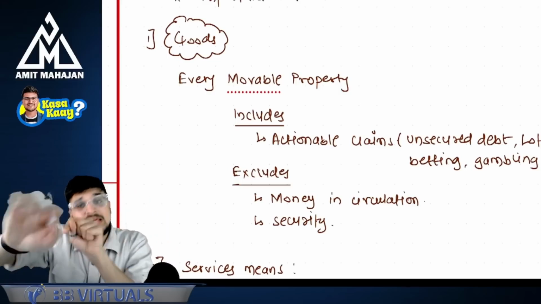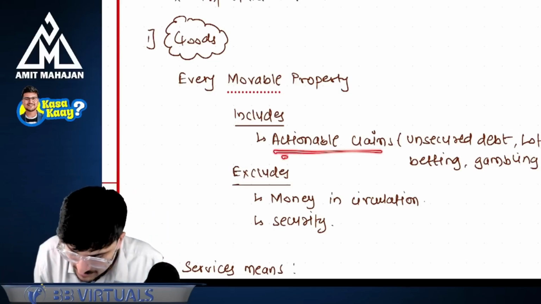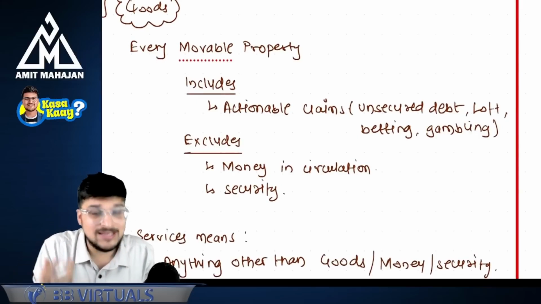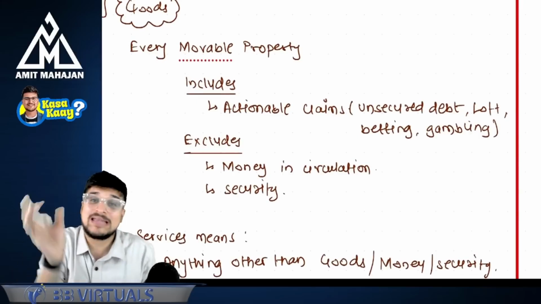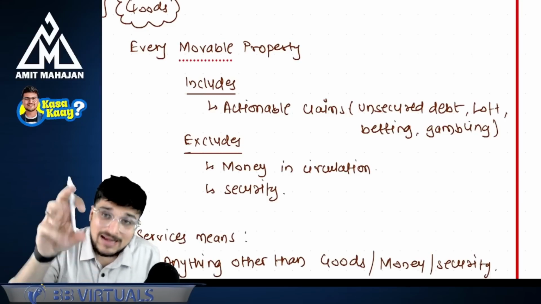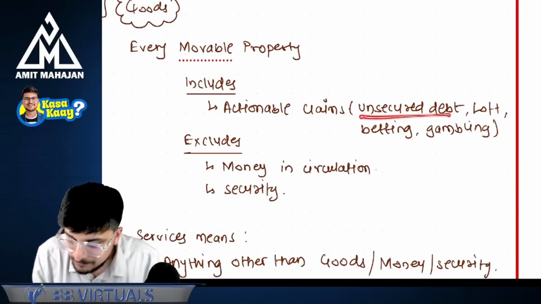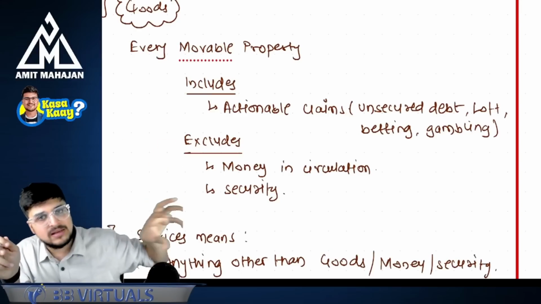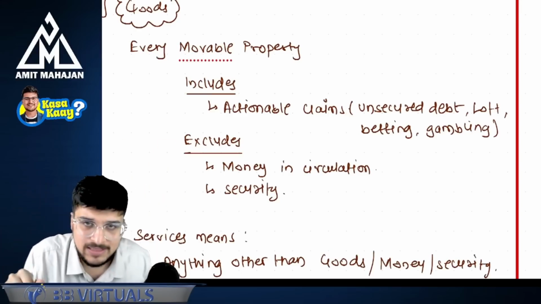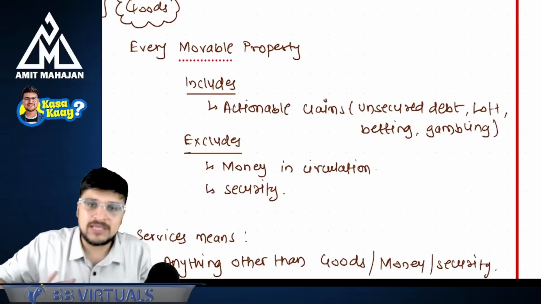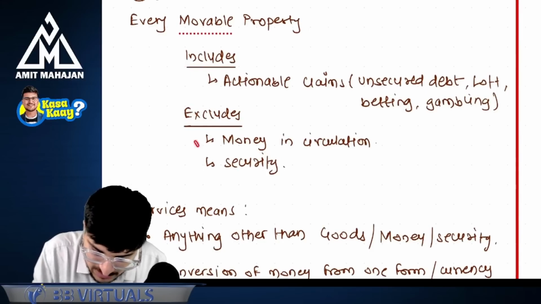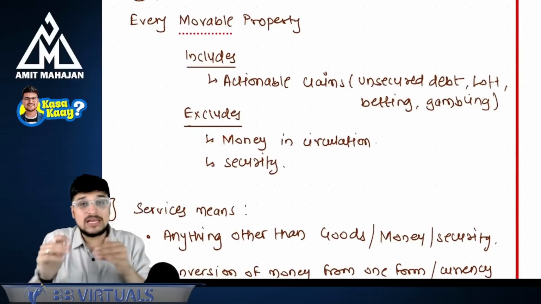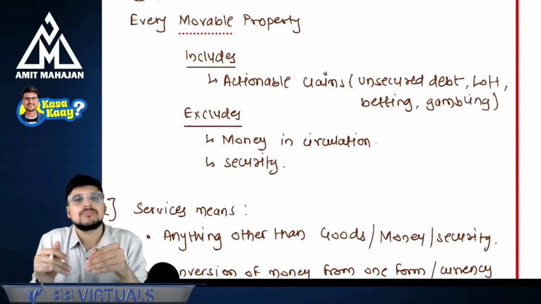Which specifically includes actionable claims. Now, what is the meaning of actionable claims? In simple words, unsecured debt is your actionable claim against which you can take an action. So unsecured debt, lottery, betting, gambling. So every movable property will include what? Actionable claims, but exclude something specific, which is money in circulation. Very important. Money in circulation.